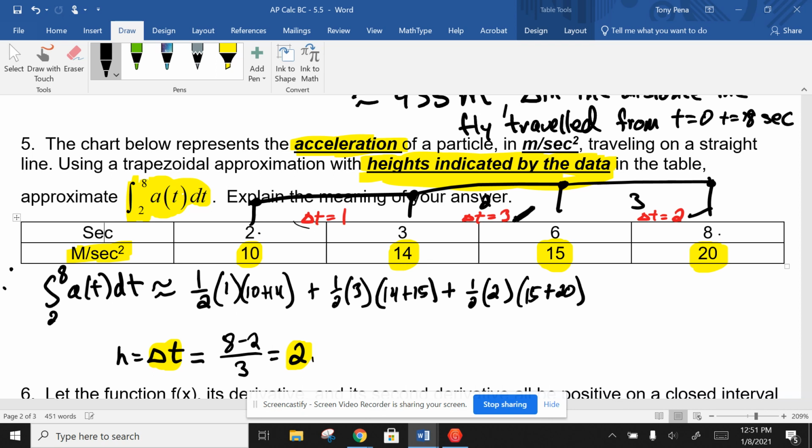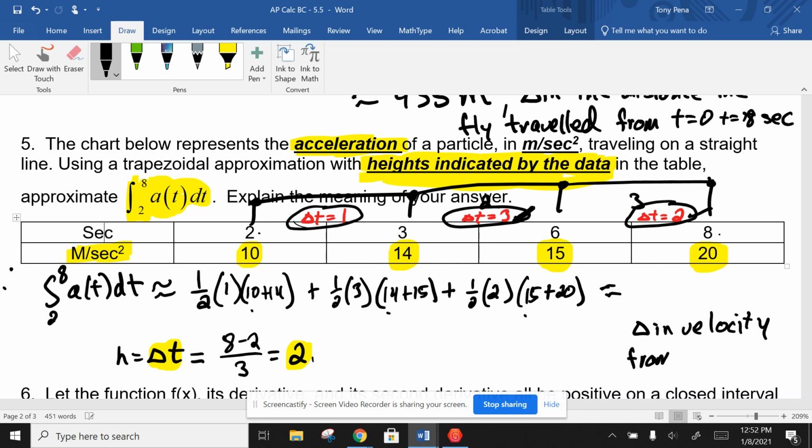So when it has these indicated by the data in the table, what that means is these are probably not going to have a common height. So you just have to set them up individually. But again, all the data is given to you in the table, so we just copy it right from there. If we ask you to explain this, I don't know what this is offhand, but this should be the change in velocity, because we just integrated our acceleration, from t equals 2 to t equals 8 seconds. All right.